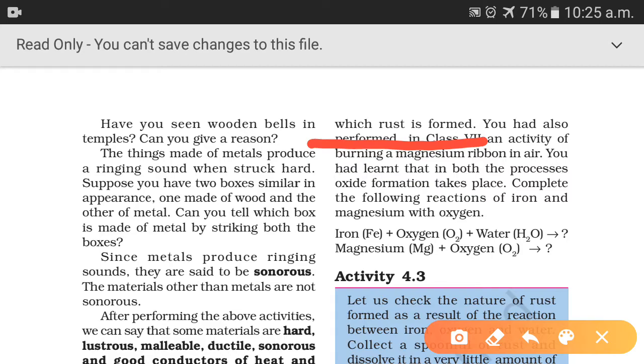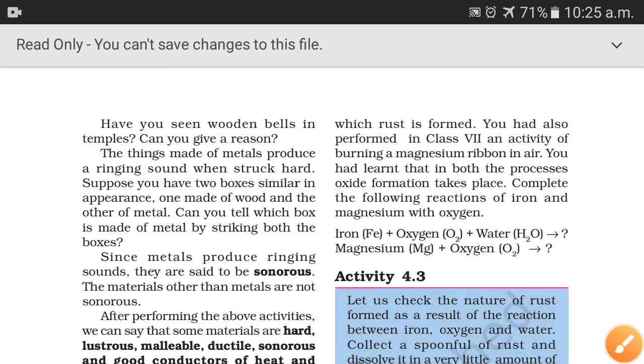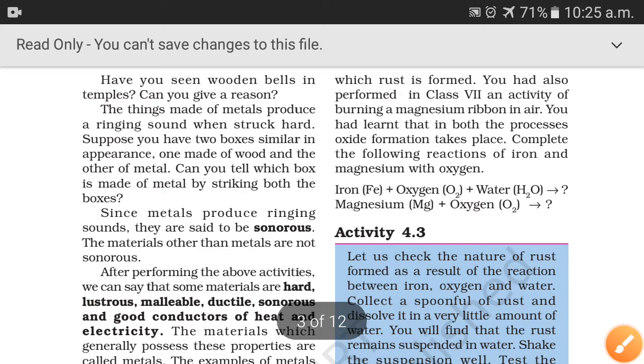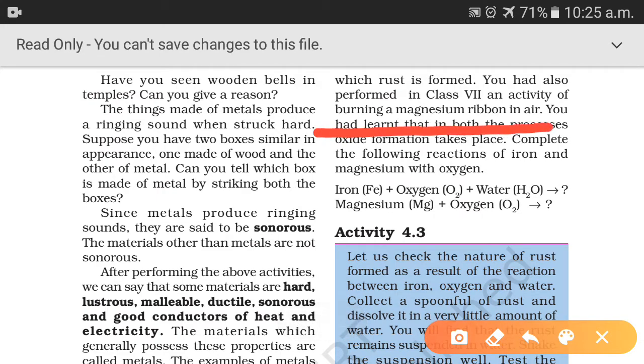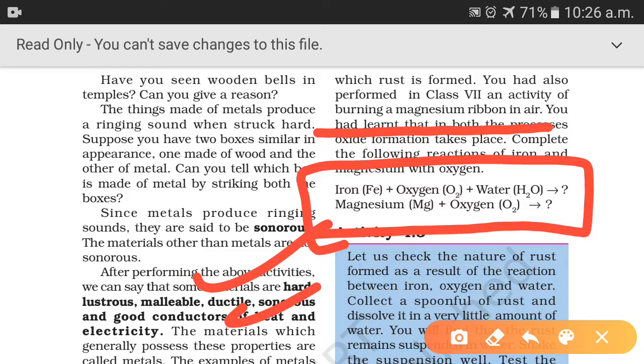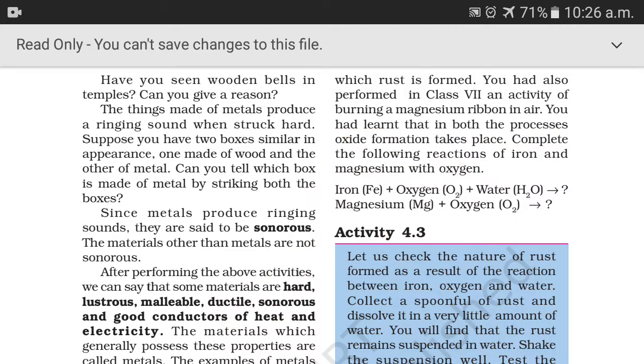You had also performed in class 7 an activity of burning of magnesium ribbon in the air. What happens when magnesium ribbon is burned in the air? Here you can see in this reaction what it will form. It will form magnesium oxide. So let us see in detail. You have to complete the reaction of iron and magnesium with oxygen.